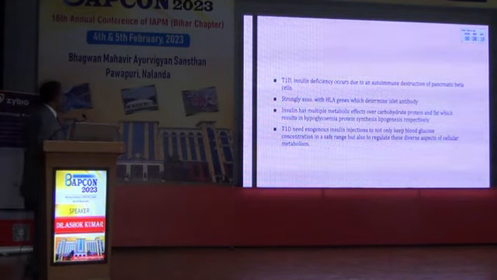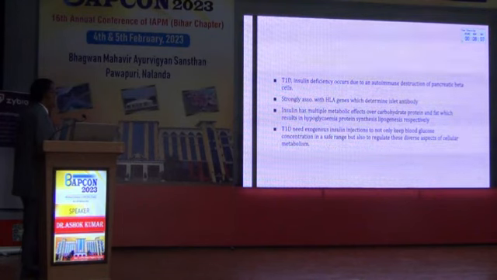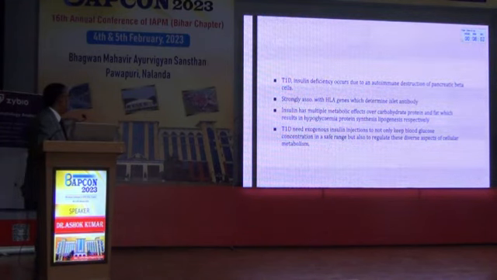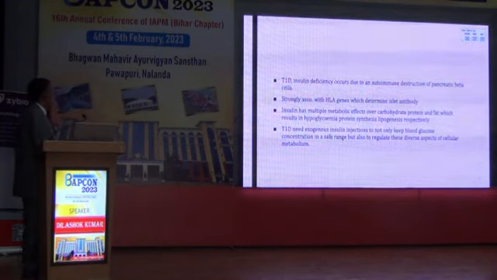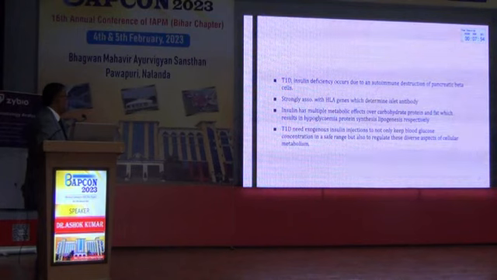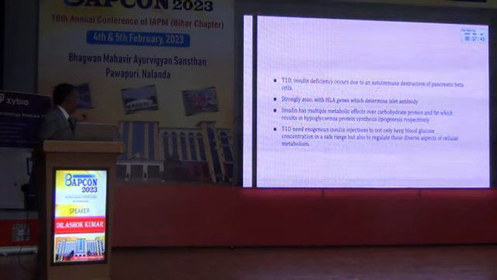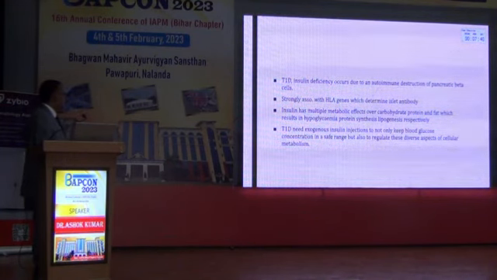In type 1 diabetes, insulin deficiency occurs due to autoimmune destruction of the pancreatic beta cell. This is strongly associated with HLA antigen, which determines the islet antibody. Insulin has multiple metabolic effects on carbohydrate, protein, and fat, resulting in hypoglycemia, protein synthesis, and lipogenesis, respectively. In type 1 diabetes, exogenous insulin not only keeps the blood glucose level in the safe range, but also regulates the diverse aspects of cellular metabolism.